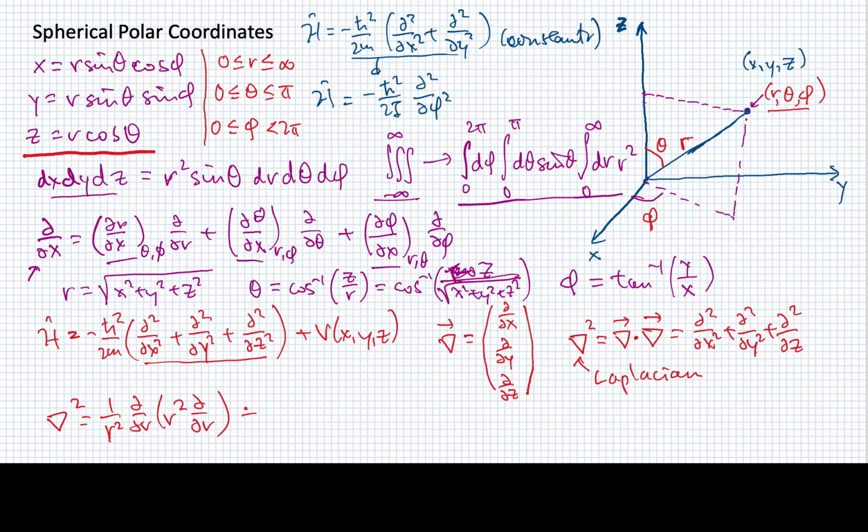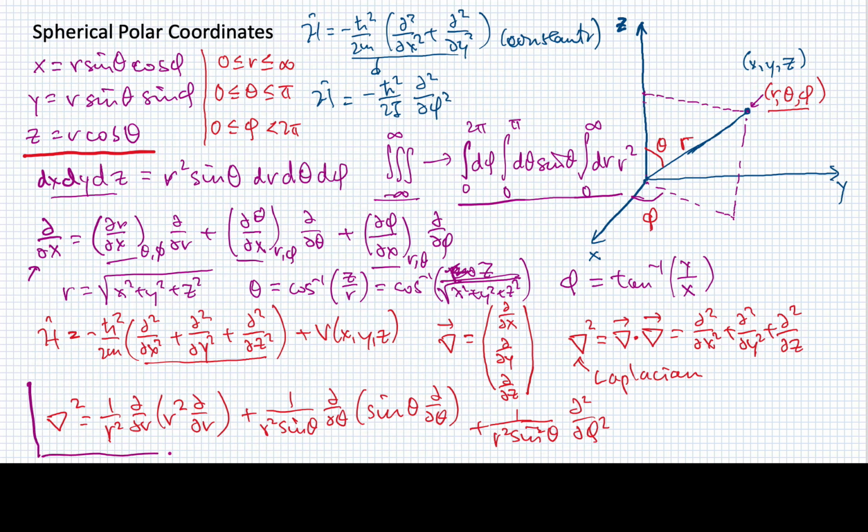All right, we also have a term that looks like this. 1 over r squared sine theta ∂/∂θ times sine of theta ∂/∂θ. And then finally we have a term that's 1 over r squared sine squared theta times the second derivative with respect to phi. So this is our expression for the Laplacian in spherical polar coordinates. And we're going to be making some use of this expression in the next few lessons, especially as we start talking about atoms, where this one's going to come in very important.